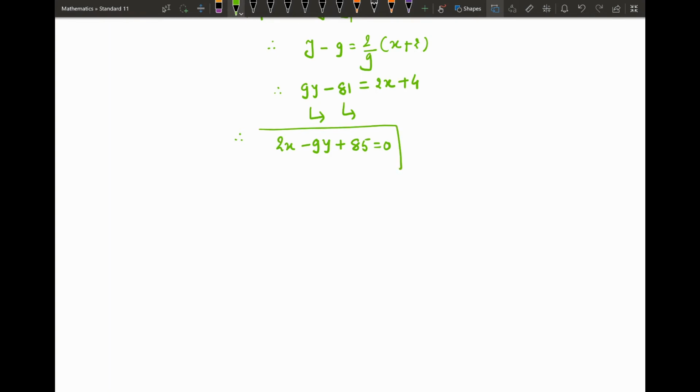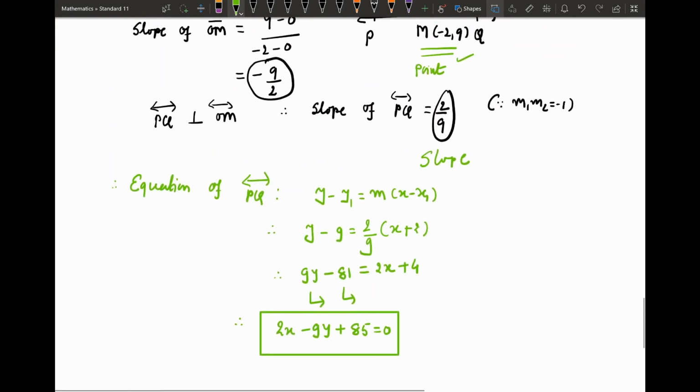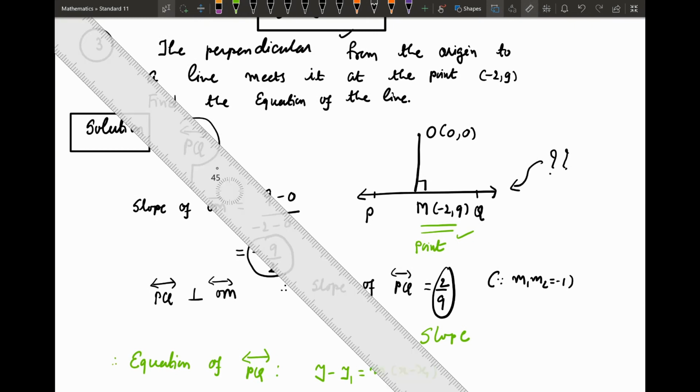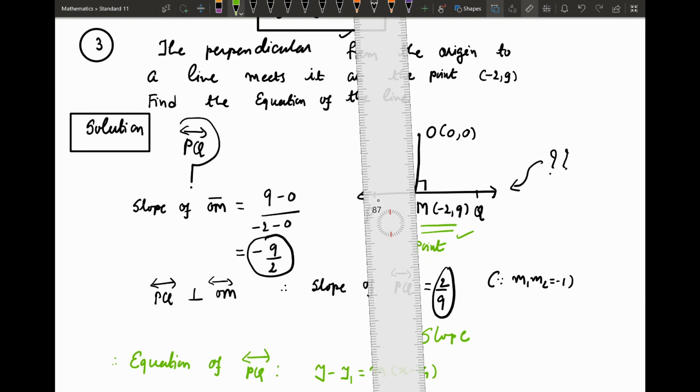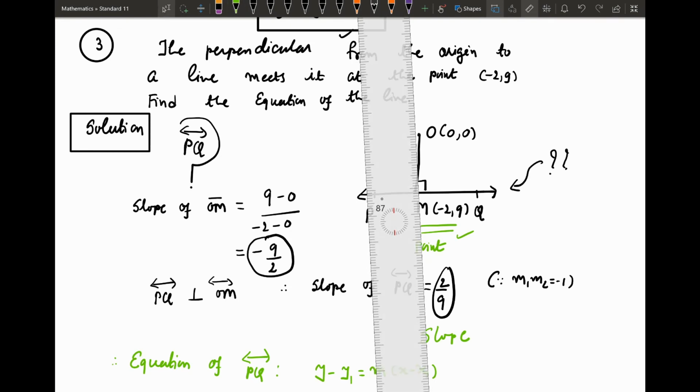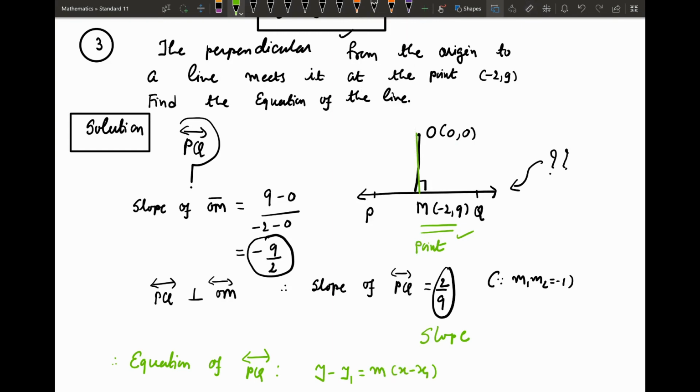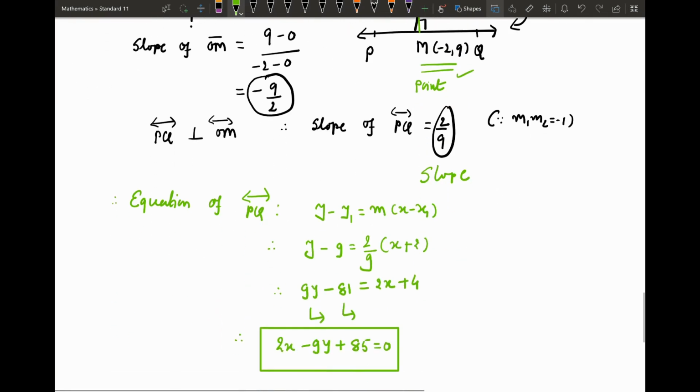So it is very easy. First, M is the foot of perpendicular. So first find out the slope of OM. Using the slope of OM, find out the slope of PQ. And since M is the foot of perpendicular, it lies on the same line, so the point is there and the slope we have obtained. Using the point slope form, we have obtained the equation of line PQ.